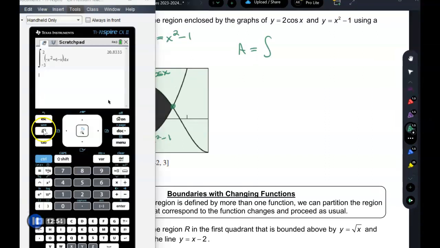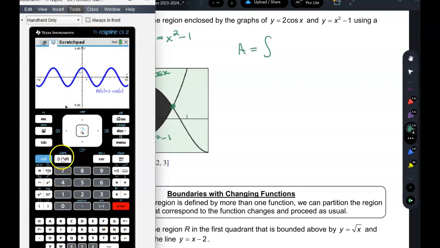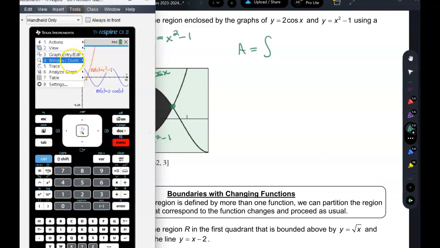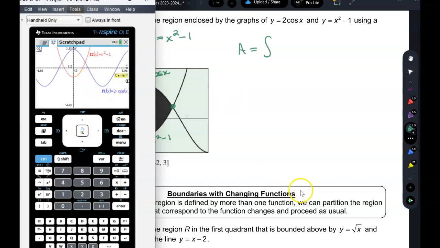Okay, I'm going to pause the graph. I'm just going to graph them separately. So I'm going to put 2 cosine of x, graph that, tab, and then I'm going to put x squared minus 1, enter. You can change the viewing window if you want, but you don't really need to. You see how that's the shape that we have here? Just kind of zoom out.